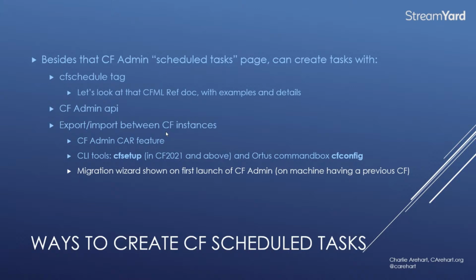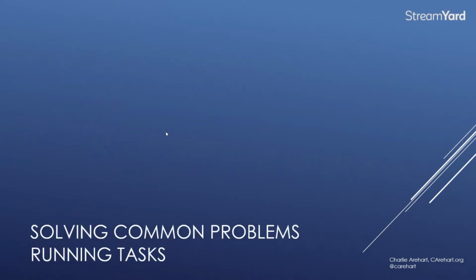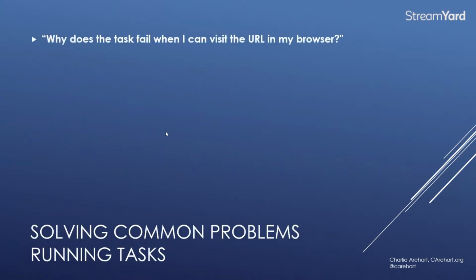All right, so anyway, back to another option, which is the migration wizard. And again, I talked about all those four things right there: CAR, CF Setup, CFConfig, and the migration wizard. I talked about them all last week in the talk I gave, so go check that out. Now we can talk about common problems.